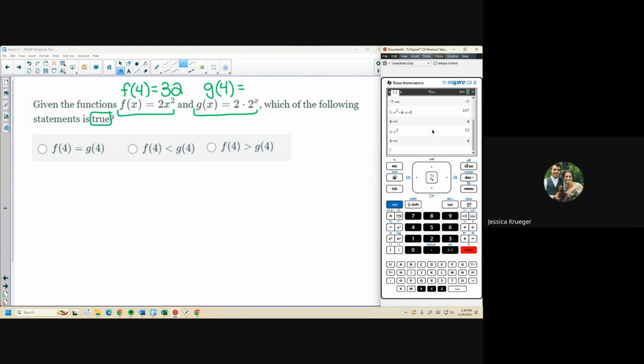And now I'm going to type in my g of x function, which is 2 times 2, and then this is to the x power. The way that we get that is we do a caret, and then we hit the x button. And what I end up with is g of 4 is also 32. So when I look at these, which choice works? Well, it's this one up here. F of 4 is the same as g of 4. Sometimes one might be smaller, sometimes one might be bigger.